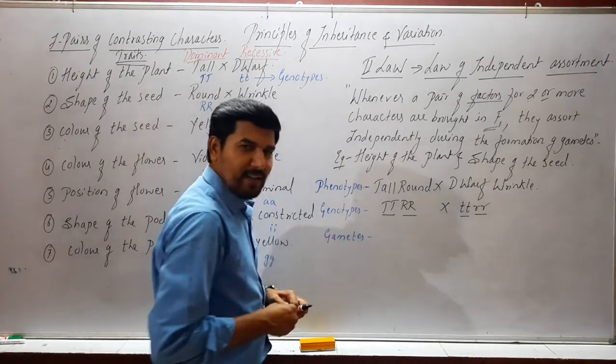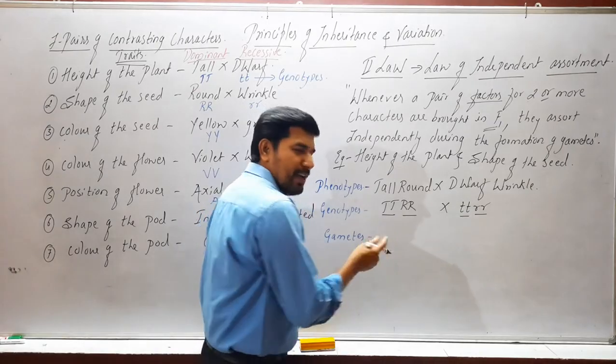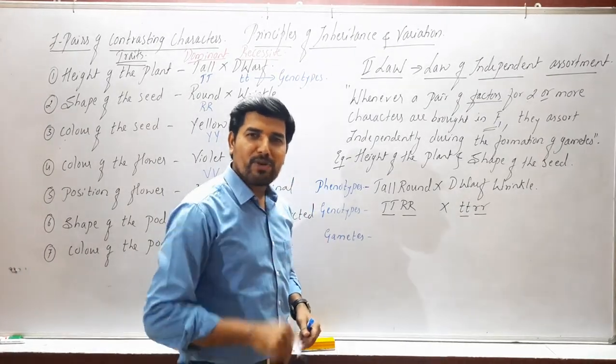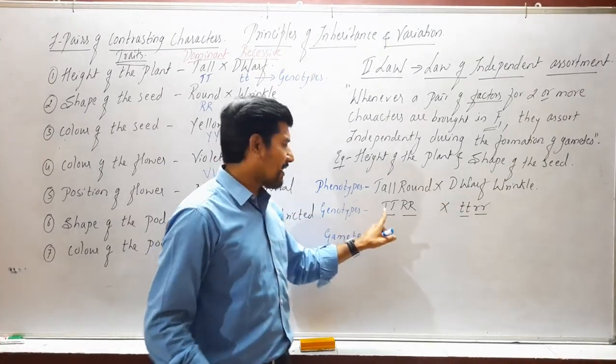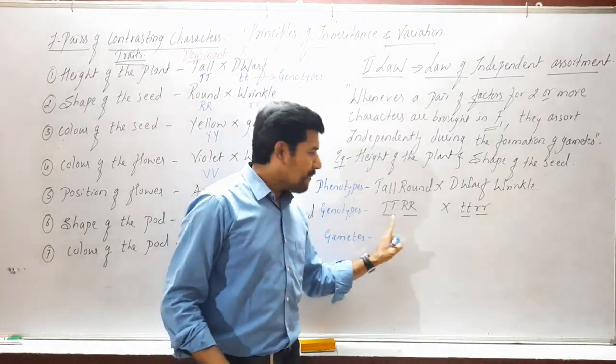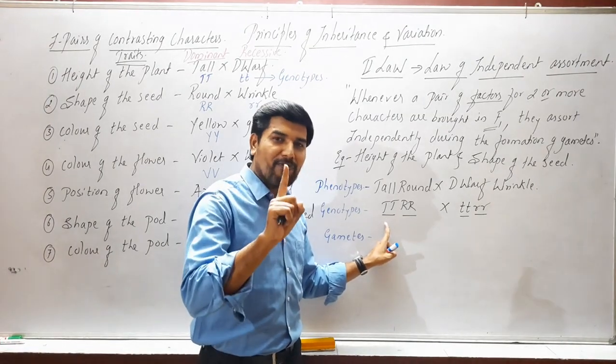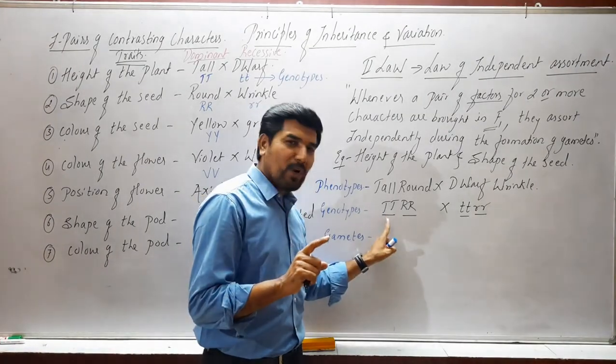Gametes have to be written. Now tell me the gametes. Already we know that during the formation of gametes, the alleles may be present in homozygous condition. T is different, R is different, but we are taking a pair of contrasting characters. We are considering one character.